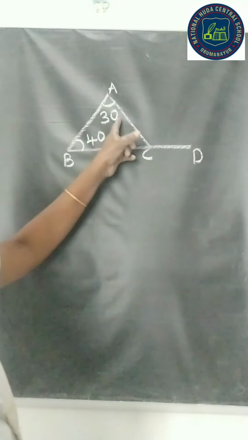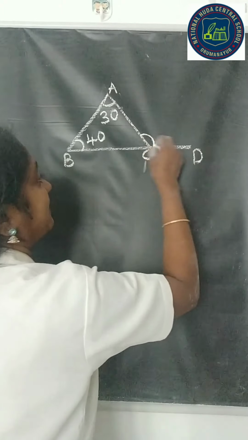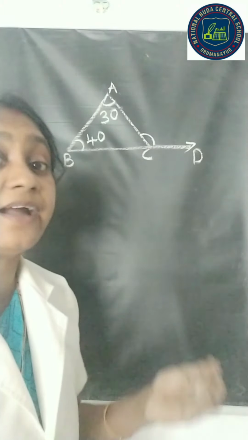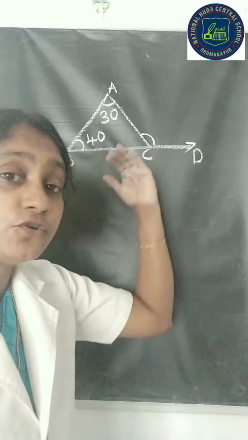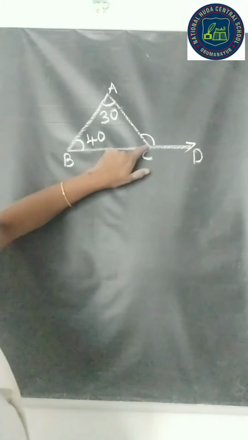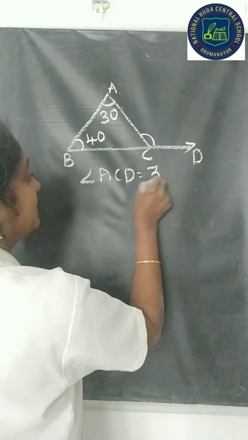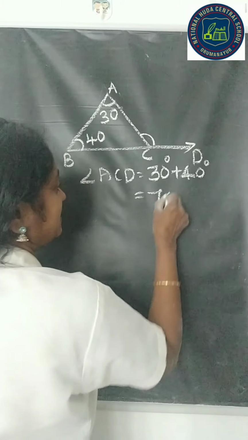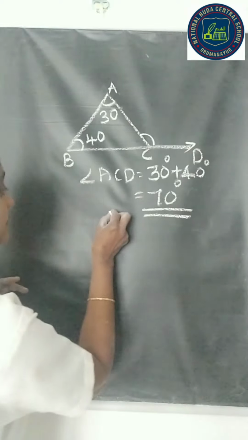If angle A is equal to 30 degrees and angle B is equal to 40 degrees, what will be angle ACD? We studied that the exterior angle is equal to the sum of the measures of the two opposite interior angles. So angle ACD is equal to 30 degrees plus 40 degrees. That's equal to 70 degrees. One more question.